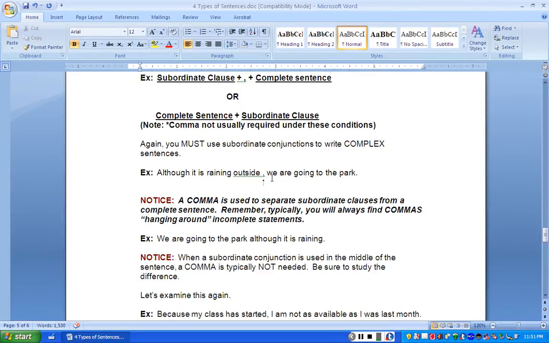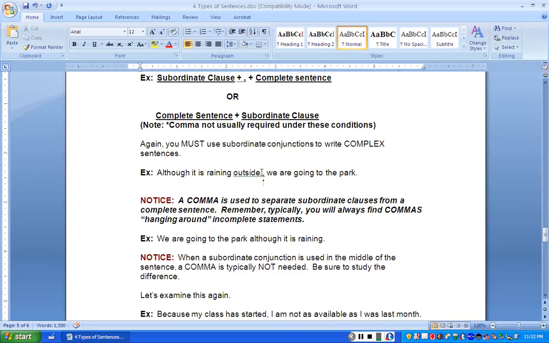The comma is a clue because the comma is separating the incomplete thought from the full sentence, the beginning of the complete sentence. So let's take a look. It's either going to be over here, although it is raining outside, or it's going to be over here, we're going to the park. We know from the first video, where we looked at simple sentences, that sentences typically begin with what? They begin with a subject, then what's after the subject? You have a verb, and then you have a complete thought.